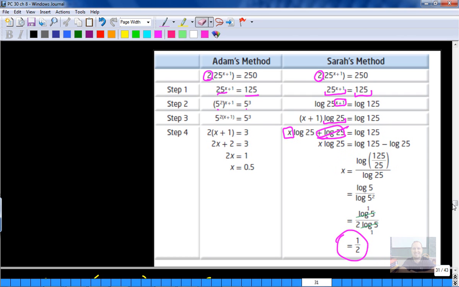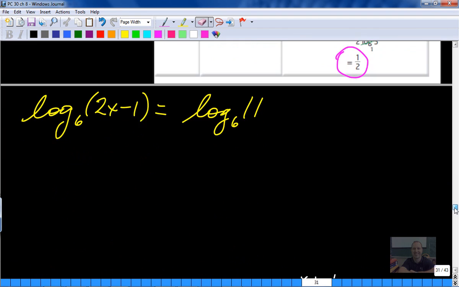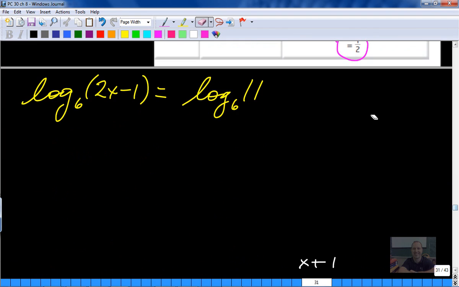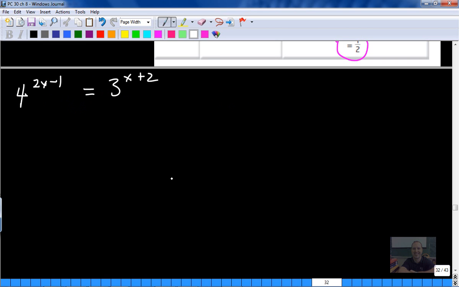All right? So again, this is in your textbook. I'm going to do one right here with you. Okay, so we're going to change our example here. This is a good example to do, similar to the one we just did.